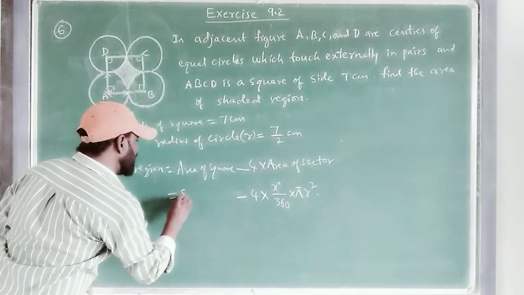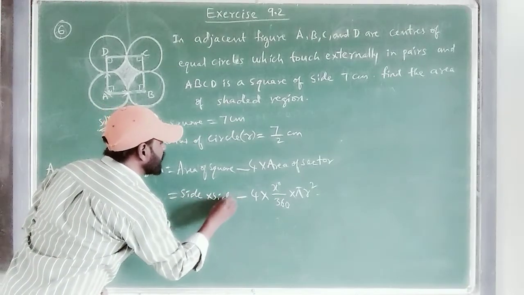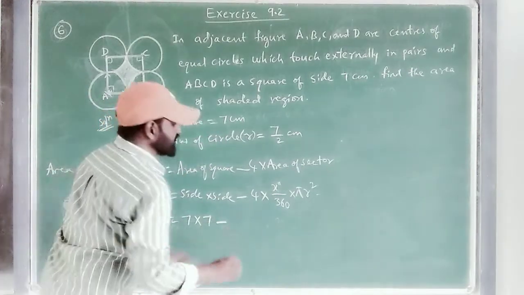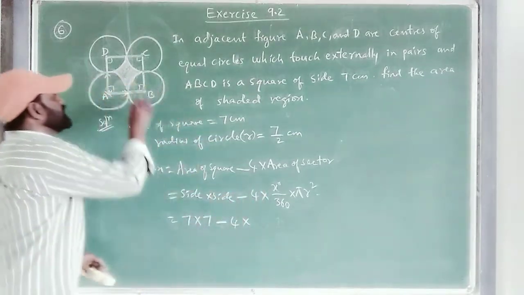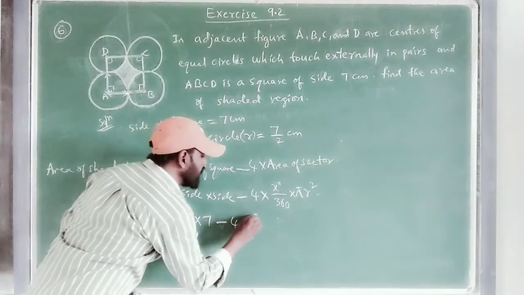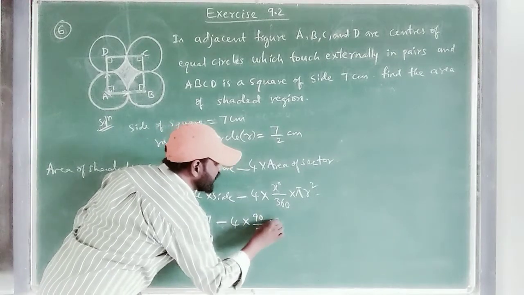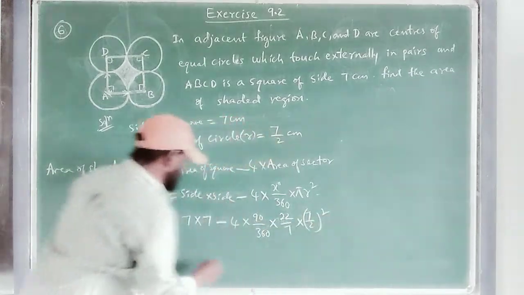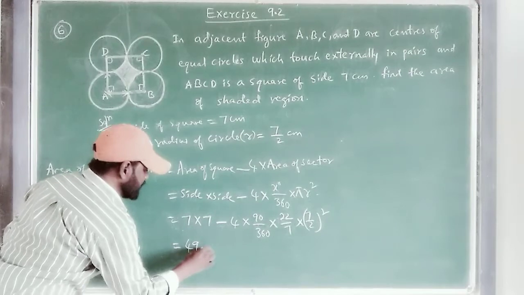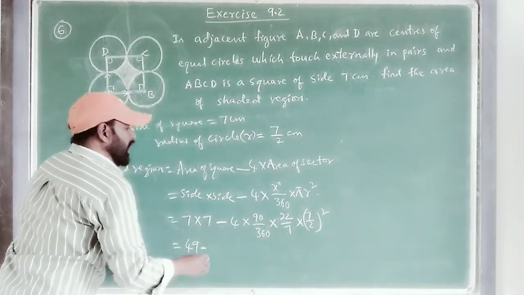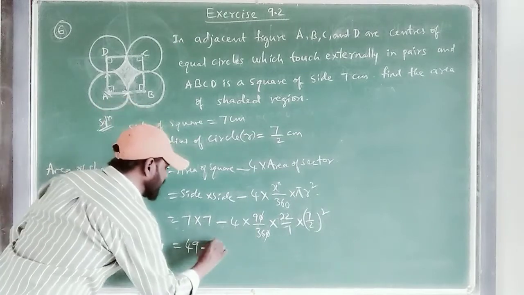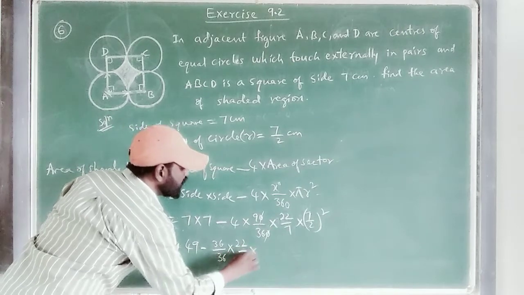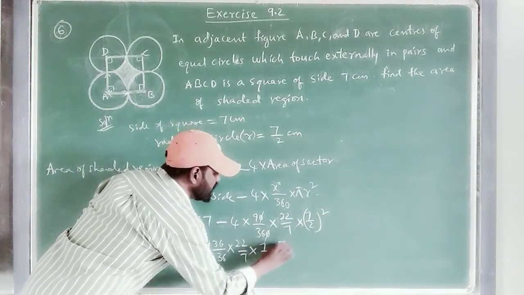Here, area of the square formula is side into side. Now, how much is the side? 7 centimeters. So 7 into 7 minus 4 into x degrees, that is the angle of the sector, which is 90 degrees. So 90 by 360 into pi r square. Pi is 22 by 7. R is 7 by 2, whole square. Now 7 sevens are 49, minus 4 into 90. Otherwise you can cancel the zeros. 4 nines are 36, again divided by 36. Again 22 by 7 into 7 by 2 into 7 by 2.